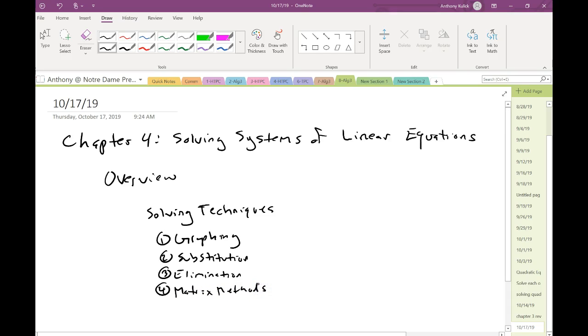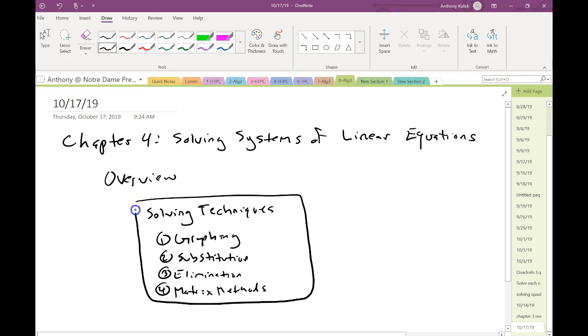Most of us probably are not familiar with what I mean by a matrix, but that's okay. It has nothing to do with the movie by the same title. And then we're going to talk about some applications. So ways we can use these solving techniques to do other kinds of problems.